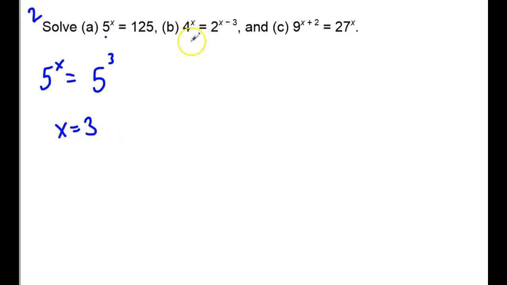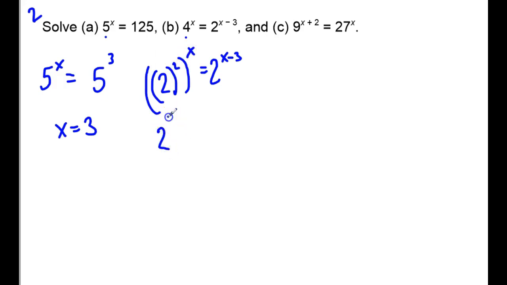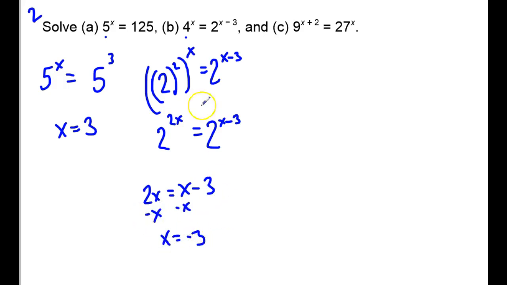So now let's look at part B. Again, my bases are not equal, so first I have to get them to be the same thing. I know that 4 can also be written as 2 squared, right? But I can't forget that I have that x out there, equal to the x minus 3. Remember our properties of exponents: when I have an exponent taken to another exponent, I can multiply. So it becomes 2 to the 2x equals 2 to the x minus 3. Now that I have the same base, I can set my exponents equal and solve. I'm going to subtract x from both sides, so I end up with x equals negative 3 for this part B.